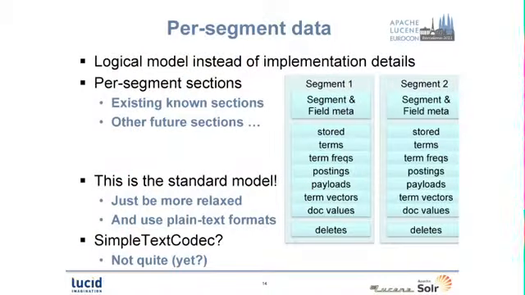Right? You should be all familiar with this. I'm not showing anything strange. You have segment 1, segment 2, etc., each containing a bunch of documents. And then you have stored fields, you have terms, term frequencies, postings, payloads, term vectors, doc values, new in Lucene 4. And you have a list of deleted documents. So the main point here is that this model is valid across all major releases of Lucene. What differs are the implementation details. So this is the standard model.